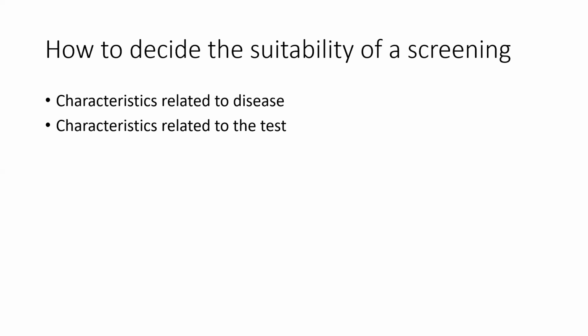If there's a treatment, only then do we do a screening test. Otherwise, we will just be identifying and diagnosing people, but there's no treatment. So these characteristics are related to the disease. A disease with these characteristics only will be suitable for screening. Okay, is it clear?